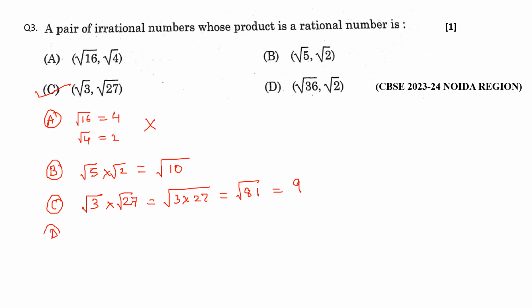But let me solve D option also. Root of 36 into root of 2. Now root of 36, I know it is 6. So it is 6 root 2. So again it is an irrational number. So from here I can say option C is the correct answer.